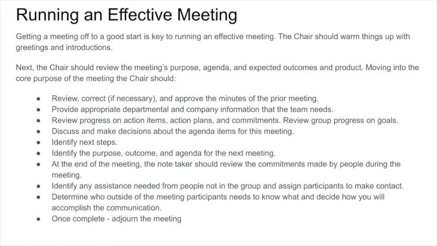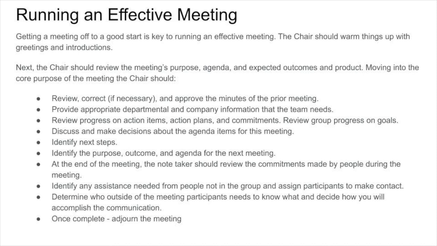Provide appropriate departmental and company information the team needs. Review progress and action items, action plans, and commitments. Discuss and make decisions about agenda items in the meeting. That's certainly important, to be able to chat about what it is we're talking about and what decision we're bringing based on that discussion. And identify next steps. What are we going to do next? What is the next thing? To be able to think strategically. Identify the purpose, outcome, and the agenda for the next meeting. So this current meeting is going to help us define what the agenda is for the next meeting.